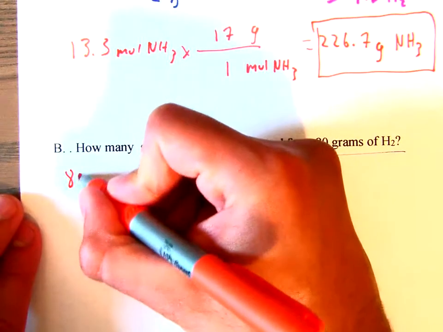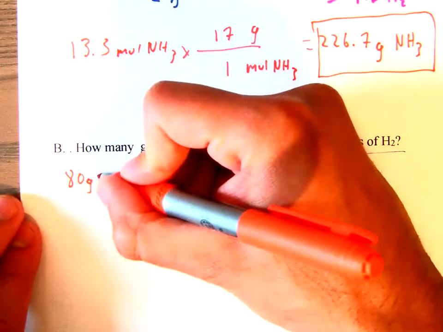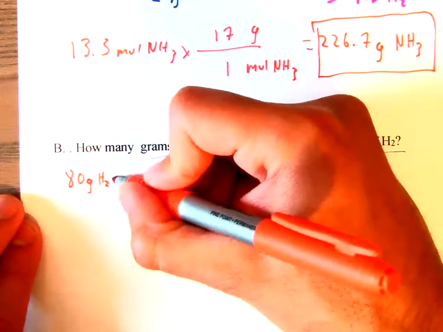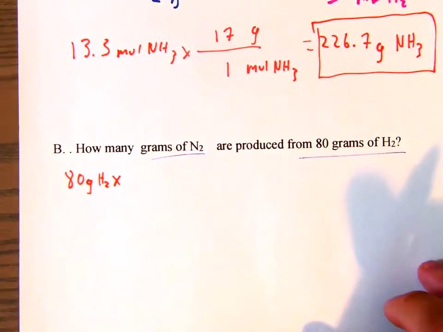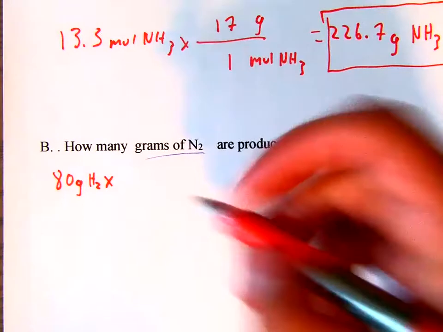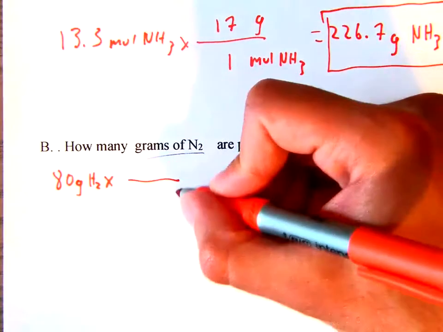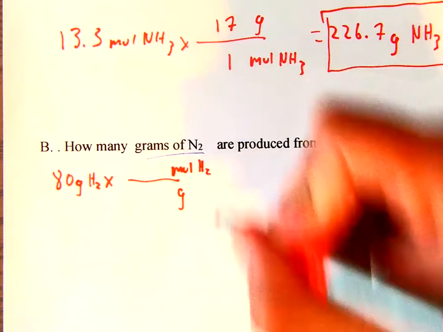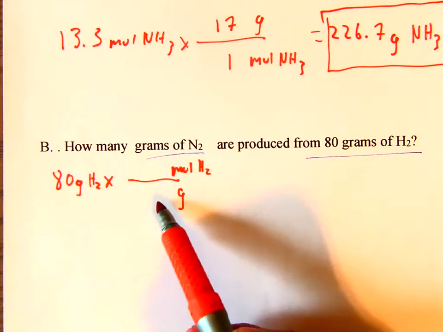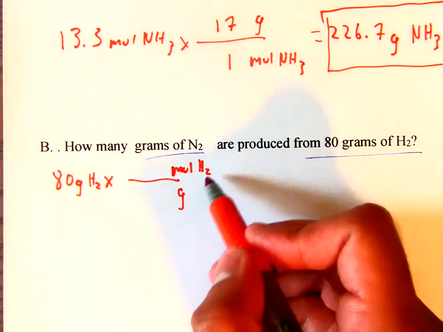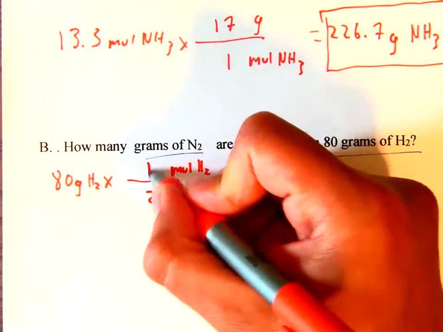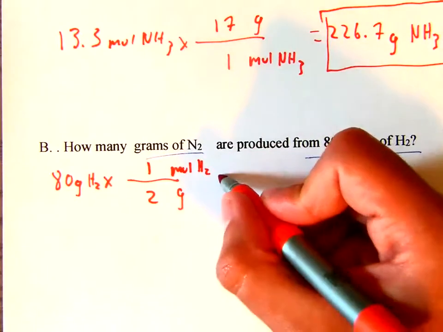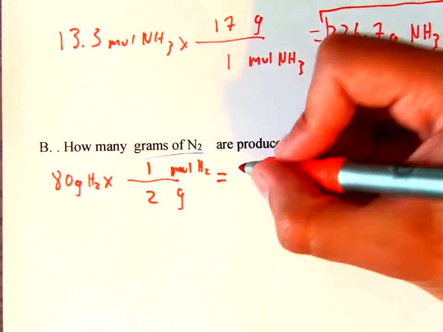So we have 80 grams of H2 times, well, grams go on the bottom because that's what we want to get rid of. Moles of H2 is what we want, so we put that on top. We've already figured out that the mass of H2 is 2 grams. 1 mole equals 2 grams. That's going to give us 80 divided by 2.